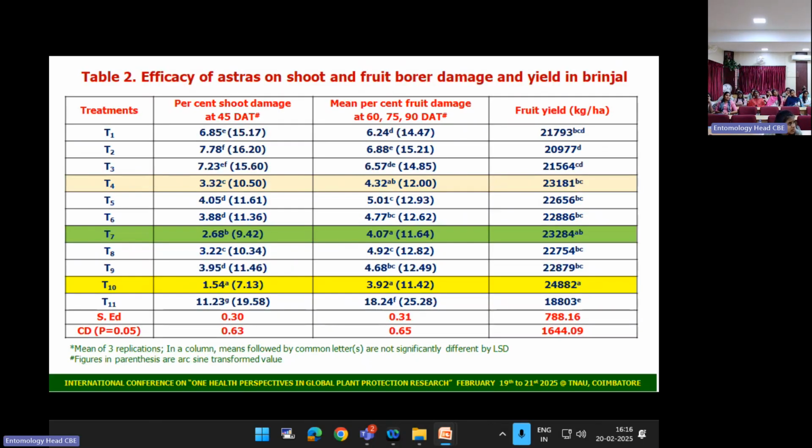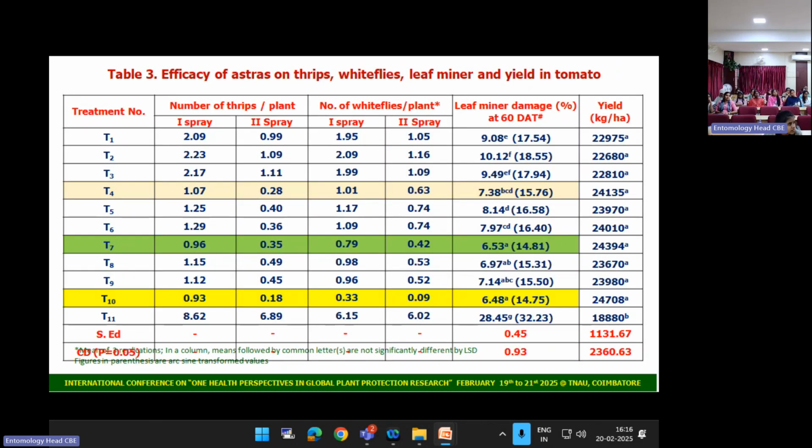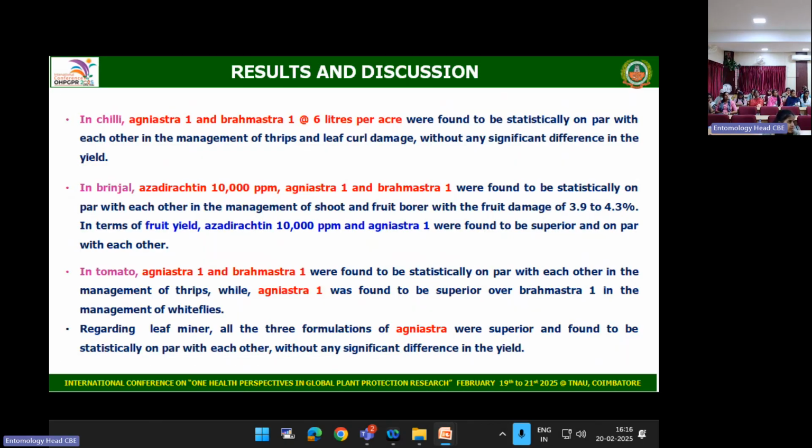So this is the data on the efficacy of astras on shoot and fruit borer, because that was the only major pest in our experimental trial. And this is regarding the pest infestation in tomato. Mainly we had only the infestation of thrips, white flies, and leaf miner. So the results state that in chili, Agni Astra 1 and Brahmastra 1 at the rate of 3% were found to be statistically on par in the management of thrips and leaf curl damage.